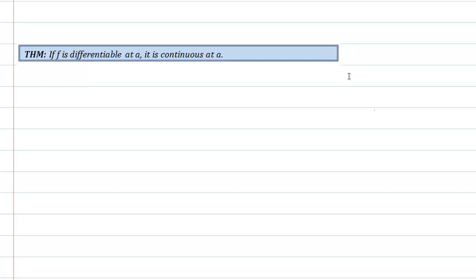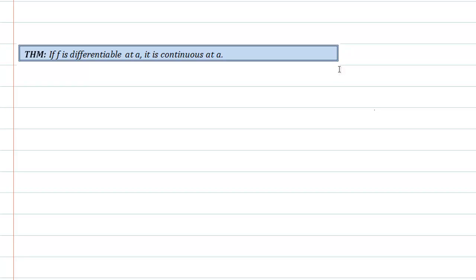This is another proof in differential calculus. This proof is about differentiability implying continuity. That's the shorthand way of saying the following theorem: if f is differentiable at a point A, then it's got to be continuous at that very same point.